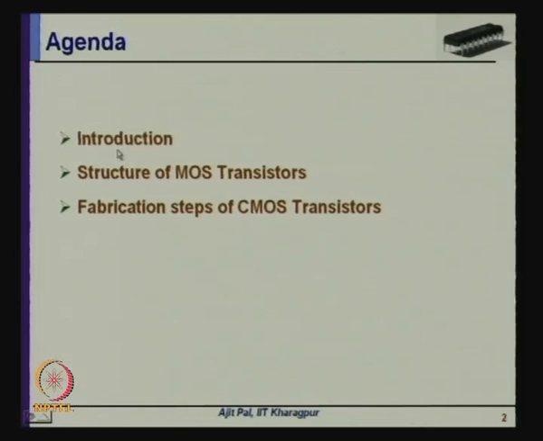After giving a brief introduction, I shall discuss the structure of MOS transistors. You will see there are different types of MOS transistors available, and I shall discuss all of them one after the other. And then I shall discuss the fabrication steps of CMOS transistors, because an understanding of this fabrication step is necessary to know how CMOS circuits are actually realized, and what the complications and steps involved in it are.